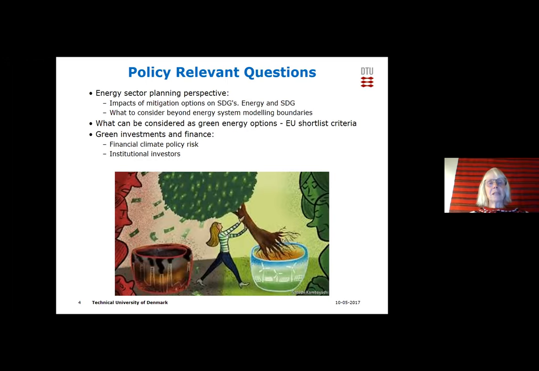Another very policy relevant question is what can be considered as being green energy options? You have this new EU shortlist, and that's quite important, because I think if we also face green investments and finance, which I think will drive the transformation to a very wide extent, then we need to know what people would like to invest in. For example, if our pension funds would invest in this and that, it's an issue that becomes more and more important to us as also having our own pension in these funds.